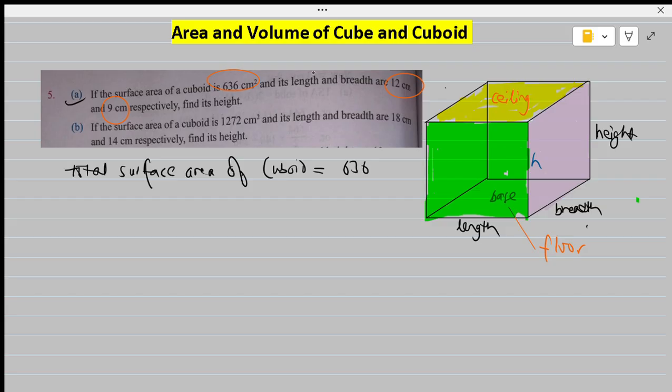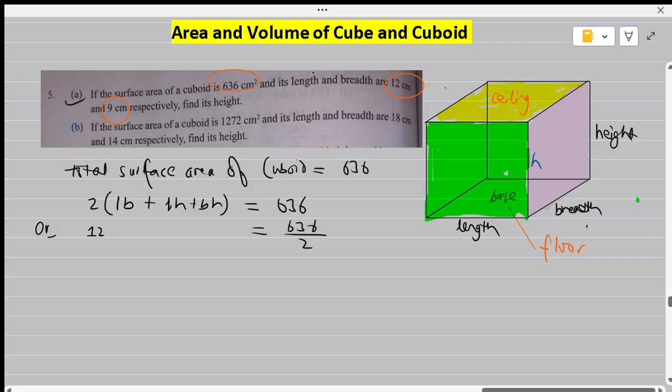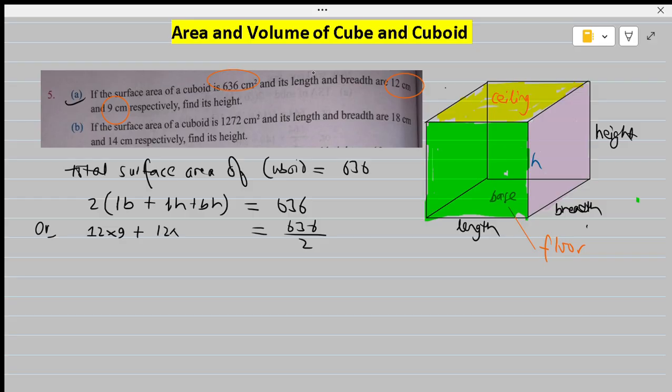that's given here as 636 centimeter square. Its formula, which we have already used, is 2 times LB plus LH plus BH, equal to 636. We are about to solve it, so let's bring this 2 down for dividing first. Now let's put in the values which were given. Length is 12, breadth is 9, and length again 12, and height is not given, that we have to find, so let's keep h. And breadth 9, 9 into h.